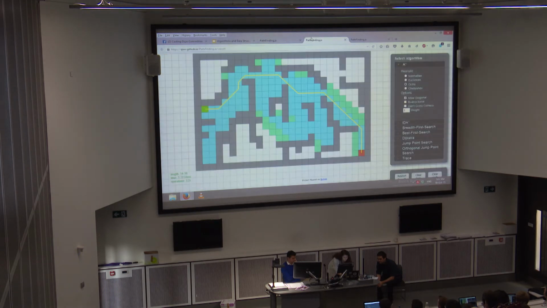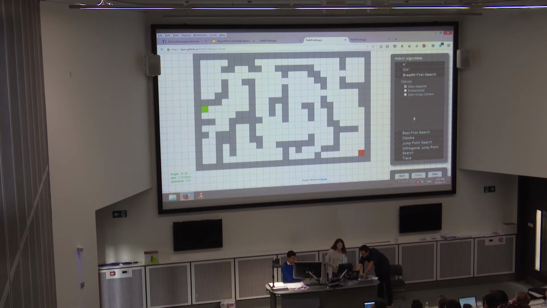I'm going to use this one. Okay, so here we have a maze. The green point is the starting point, and the red point is the end point. If we do a breadth first search from the starting point, you're going to see exactly how it works. It goes on every adjacent vertex.